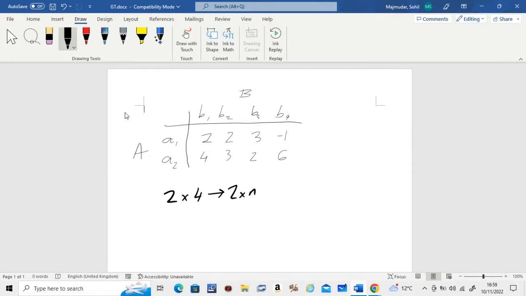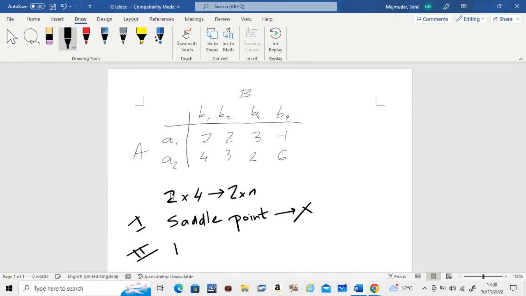So in order to solve this matrix, the steps we need to do is first we need to check for the saddle point. If you use the minimax method to check the saddle point, you will see that there is no saddle point in this problem.